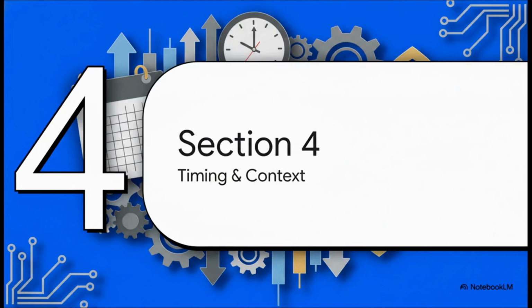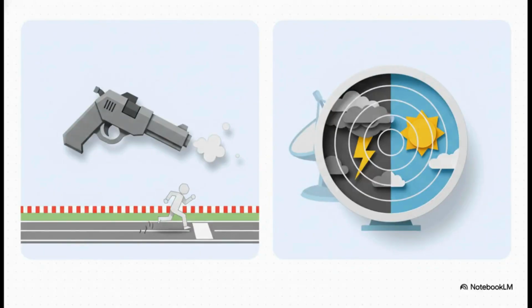Okay, so we've got location and we've got intent. We know where and we know why. Now we need precision. So in section 4, we're going to cover the last two pillars all at once, timing and context. These are the ones that tell us exactly when to pull the trigger and what the overall conditions are like.